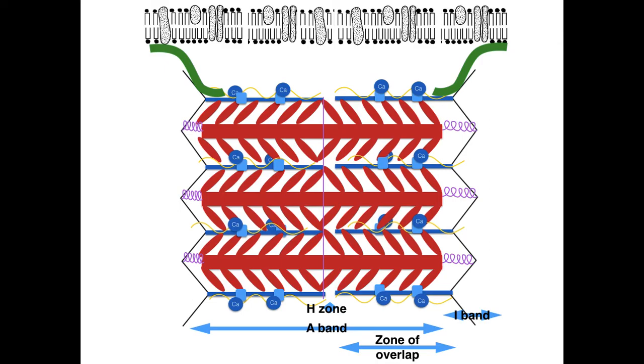Note what has happened to our zones. The H zone has shrunk dramatically. As the muscle contracts, the H zone shrinks, and the zone of overlap expands. The A band has stayed exactly the same because the size of the thick filament hasn't changed. So the A band never changes. As the muscle contracts, the H zone shrinks, the I band shrinks, and the zone of overlap expands.